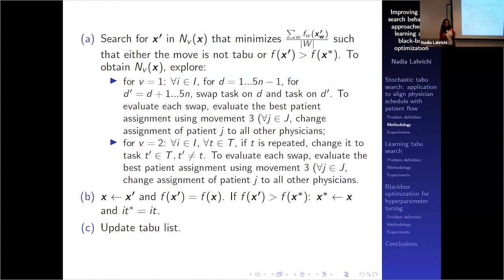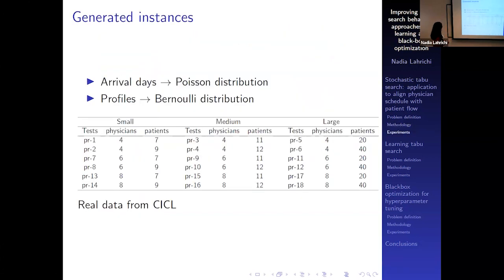So this is how we went from the deterministic tabu search to what we call the stochastic tabu search. So some results. Obviously we have 2 sets, the created set. We created 18 instances with different numbers of physicians and numbers of patients.